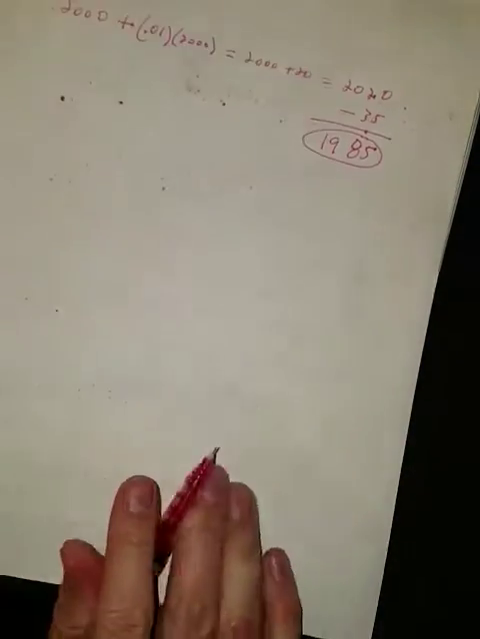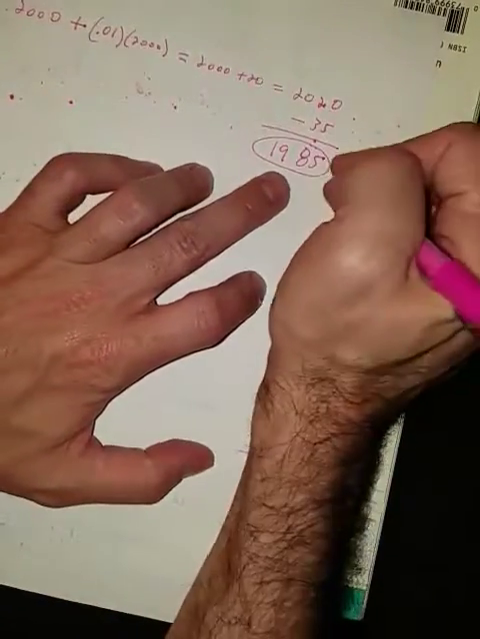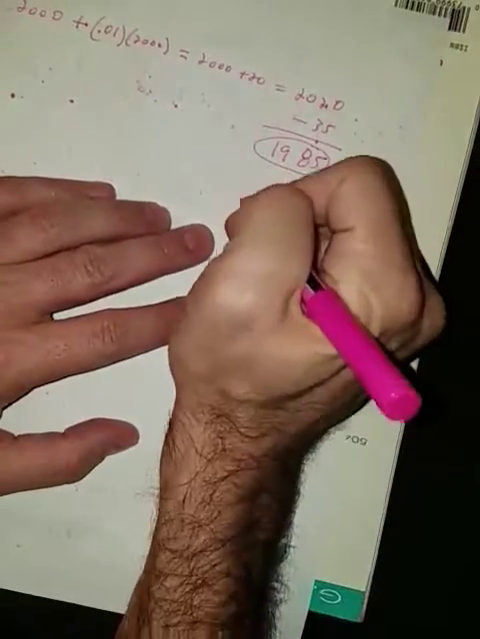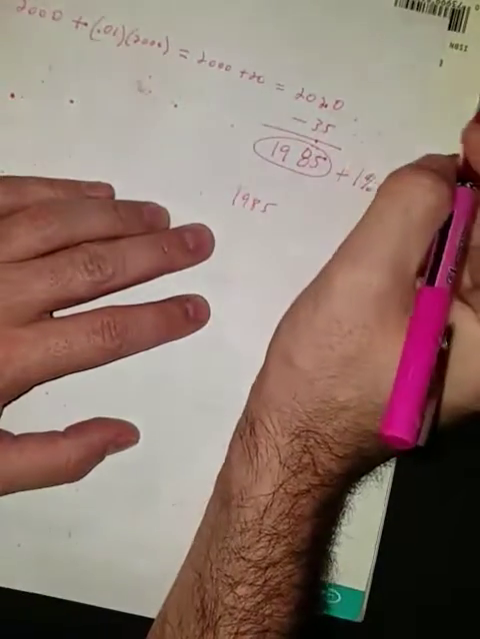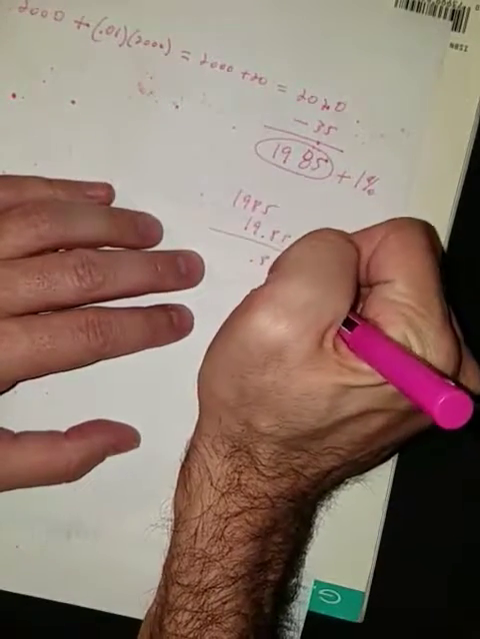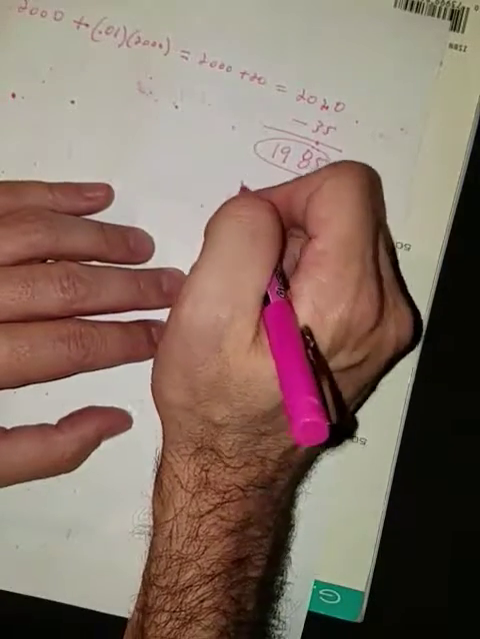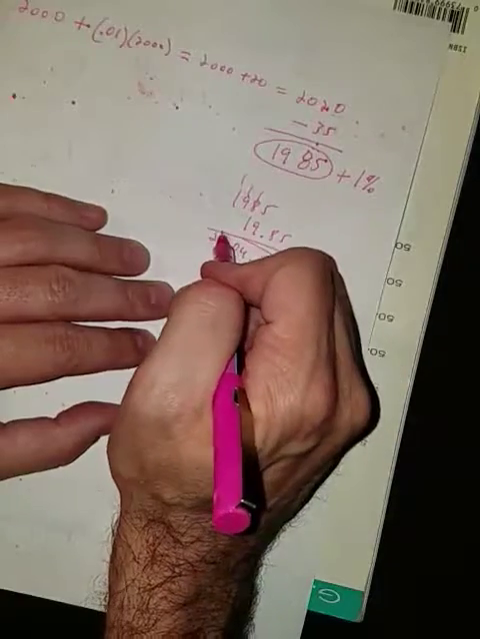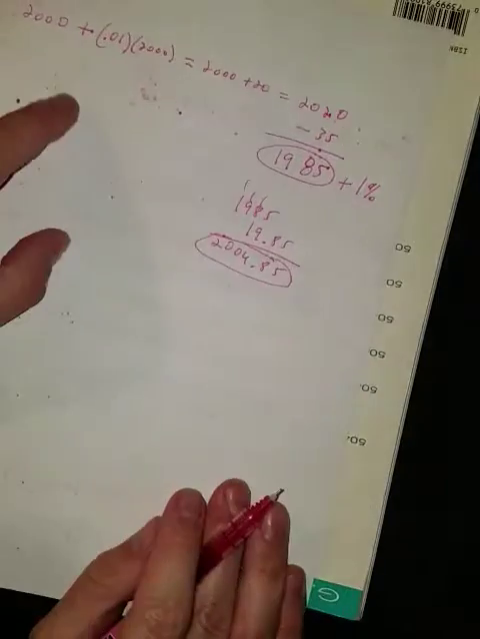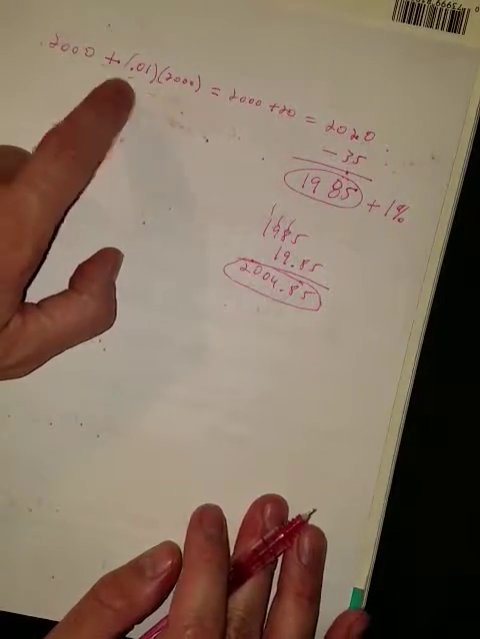So the balance is now 1985 after 1 month, but then they add 1% of that. 1% of 1985 is $19.85. So he's going to owe the second month $2,004.85. I'm assuming that the first month they add some interest.